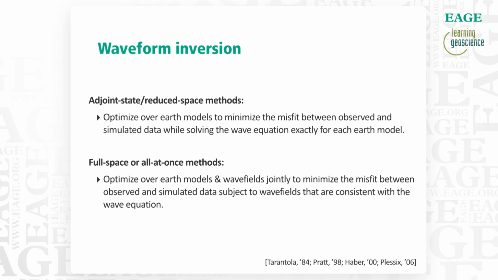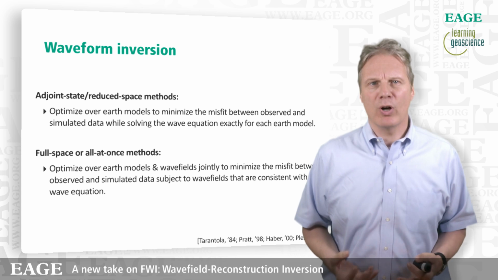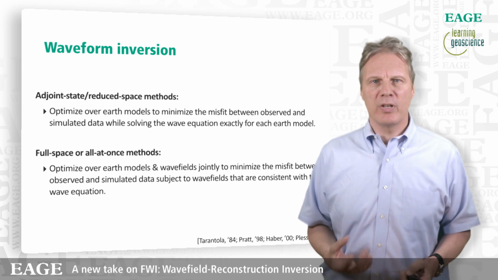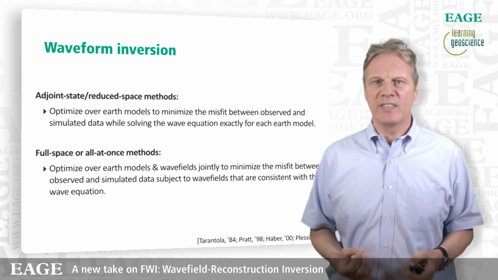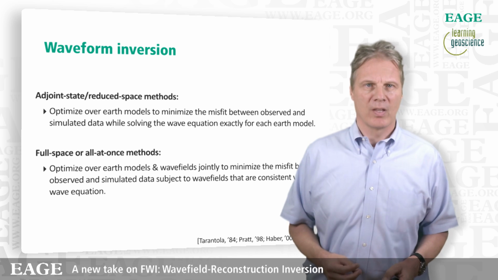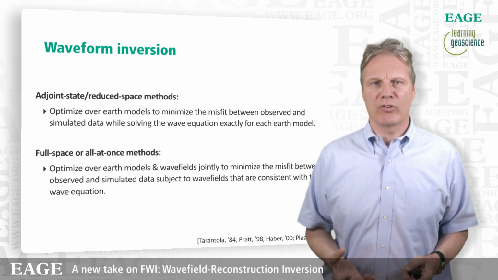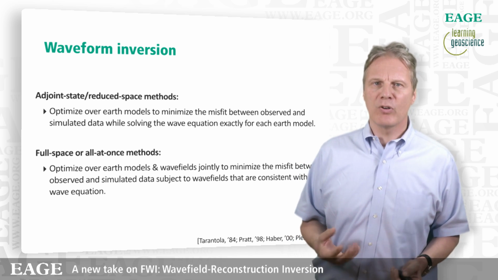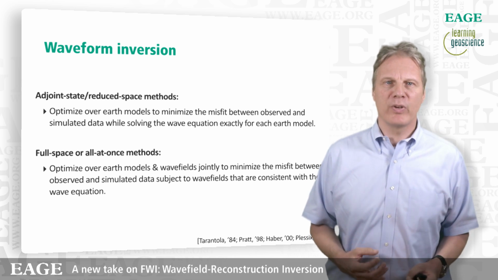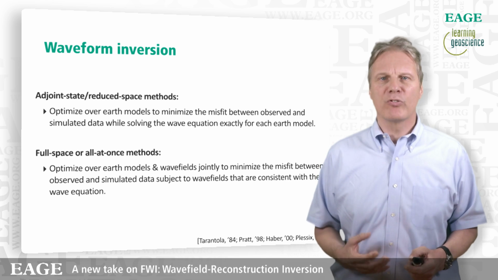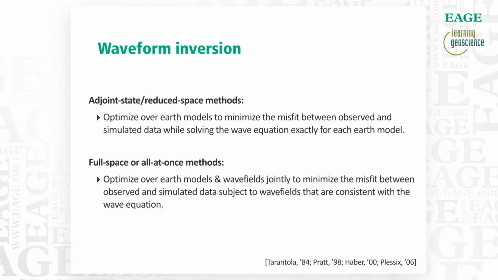So most of the methods that we use to conduct this sort of waveform inversion use the so-called adjoint state or reduced space method. And there what we do is we optimize over Earth models to minimize the misfit between observed and simulated data while solving the wave equation exactly for each Earth model. On the other hand, you have so-called full-space or all-at-once methods that optimize over Earth models and wavefields jointly to minimize the misfit between observed and simulated data subject to wavefields that are consistent with the wave equation.